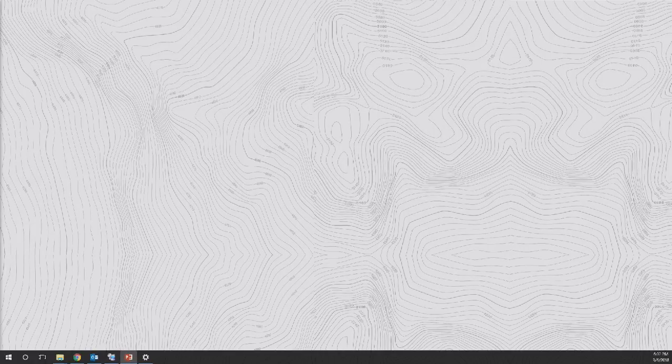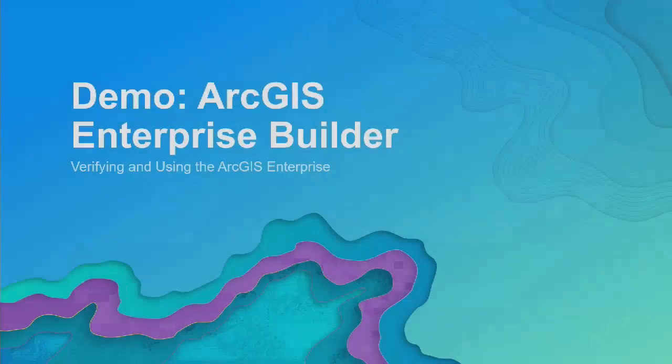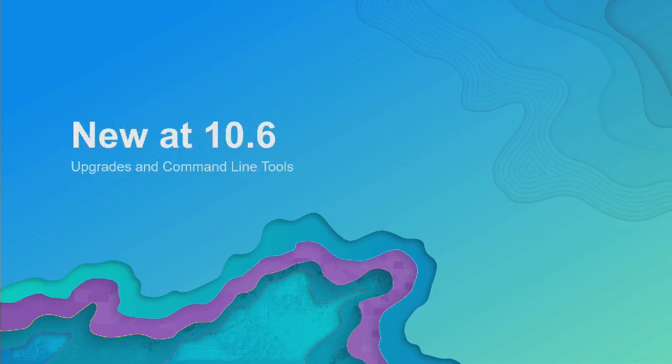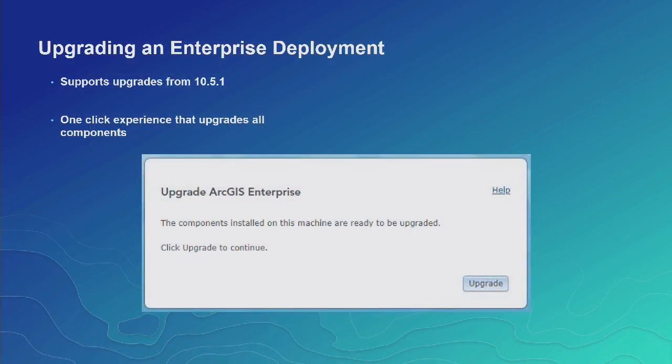So jump back to. All right, so now what I want to talk about is what's new at 10.6. And this is in terms of being able to upgrade and using some of the command line utilities. Since we offered the Enterprise Builder at 10.5.1, we want to make sure that it's upgradable to 10.6 version. So starting at 10.6, you're able to upgrade environments that were created at 10.5.1.